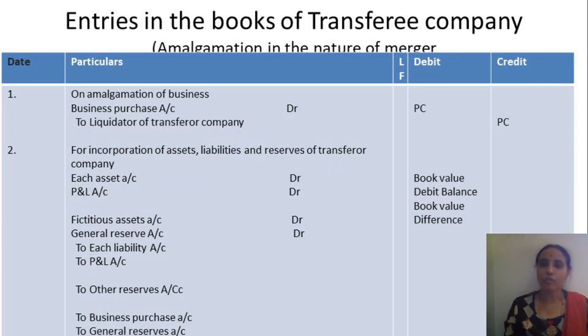Transferee company, for example, I told you X, Y, Z. X company plus Y company is equal to Z company. Z company will become the transferee company. So in case of the amalgamation in the nature of merger, what journal entries should we pass in the transferee company? Journal entries in the books of transferee company. Here again we are going to follow the format. There are a total of 10 journal entries to be passed in the books of transferee company in the nature of merger. So what are those 10 journal entries?